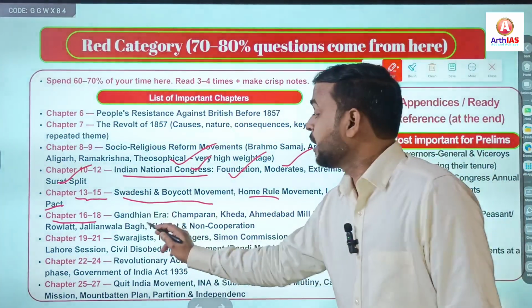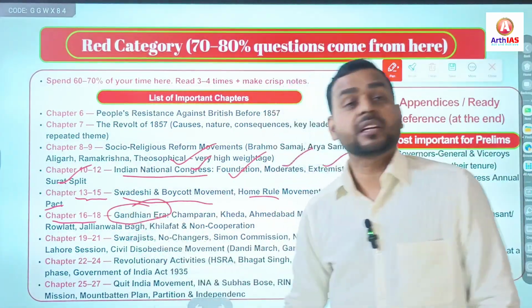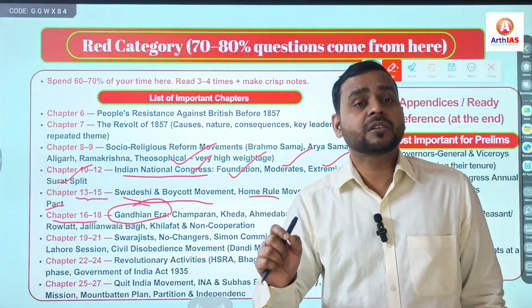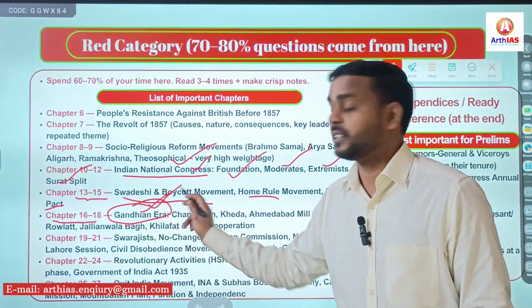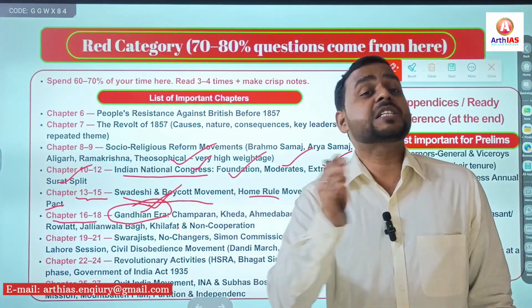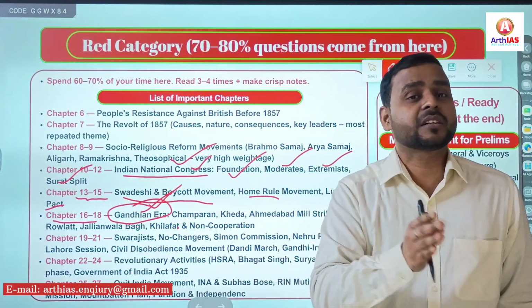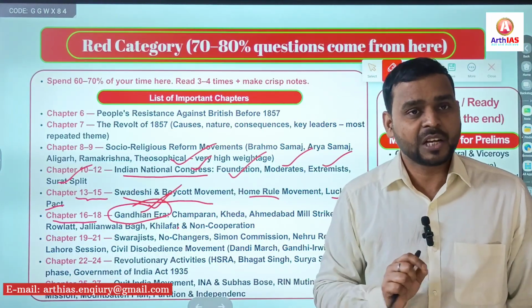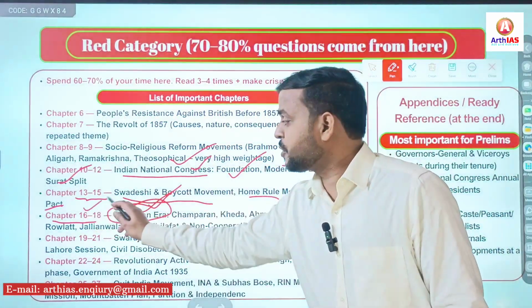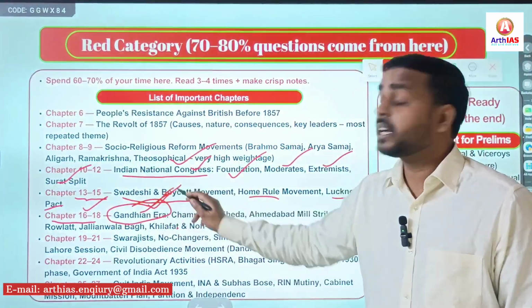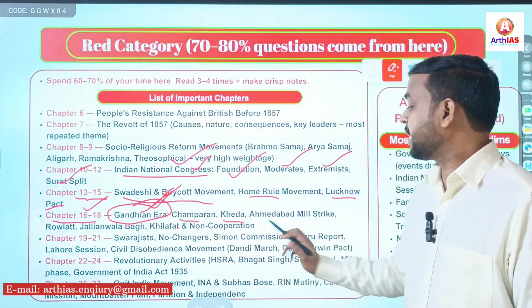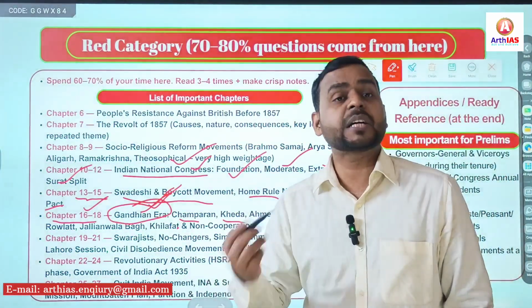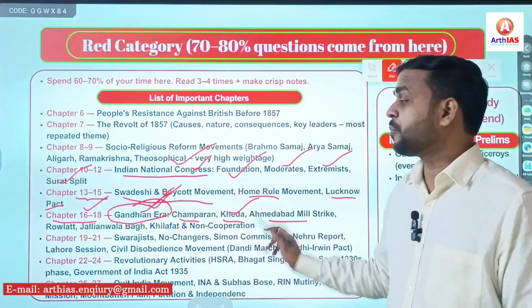So again chapter 16, 17, 18. So here Gandhian era, obviously. Gandhi in modern Indian history is one of the most important personalities. If you are skipping Gandhi or topics related to Gandhi, trust me, it is a blunder. So again, chapter 16 to 18 related to Gandhian era. And here Champaran Satyagraha, Kheda, Ahmedabad mill strike, all these are very important.